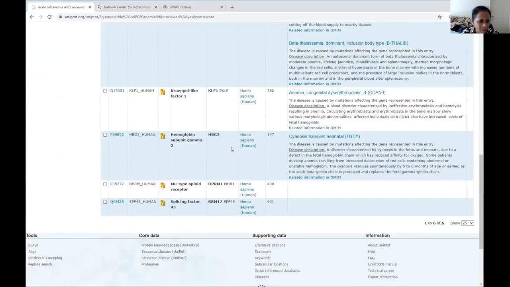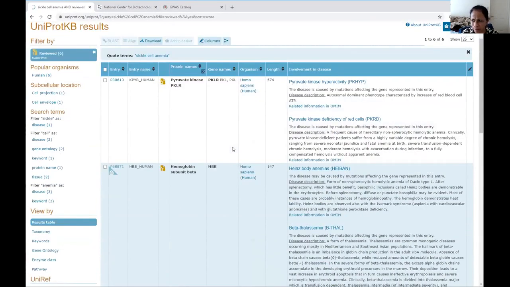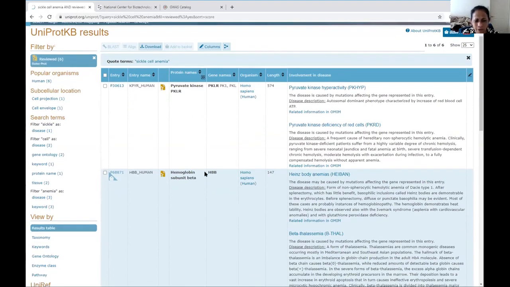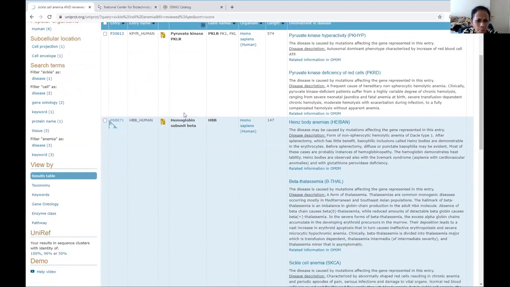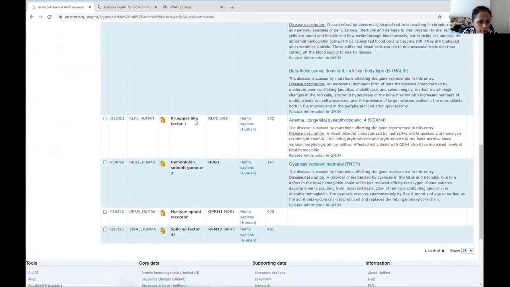So now I want to look at hemoglobin, right? That's correct, Karina. So I want to pull up hemoglobin. Now it is pulling up pyruvate kinase. This is what I want, right? I'm looking for hemoglobin because I want to spend the hour looking at hemoglobin sequences. So why is it pulling up pyruvate kinase and all these other factors?